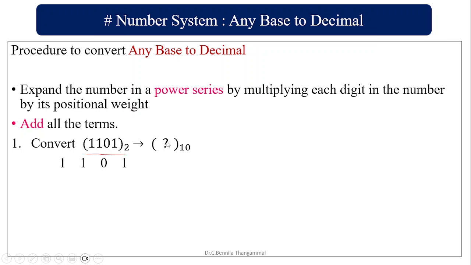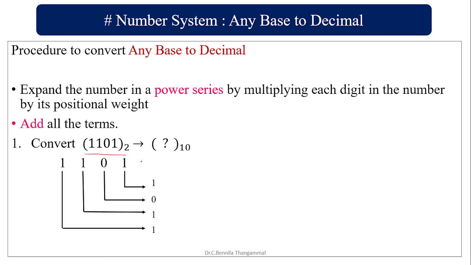For this easy method, I'll write this number and then the expansion of it. So this is going to have 1, 0, 1 and 1. Now we don't have any fraction part, we only have the integer part. So it is going to be a power series, multiplying each digit in the number by its positional weight. What is this positional weight? What is the base or radix of this one? It's going to be 2. So this is going to be 2 power 0, 2 power 1, 2 power 2, 2 power 3. This is your positional weight.